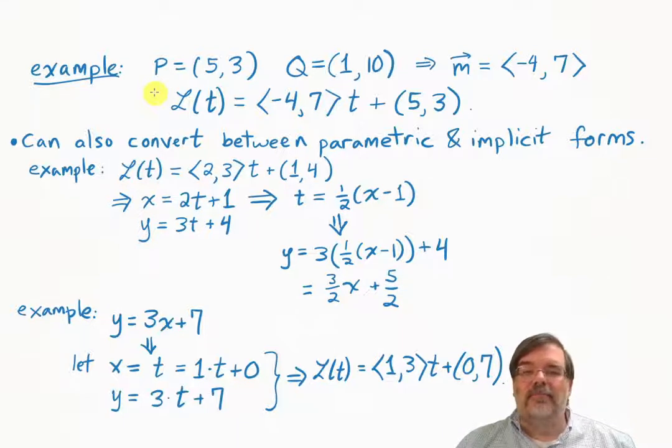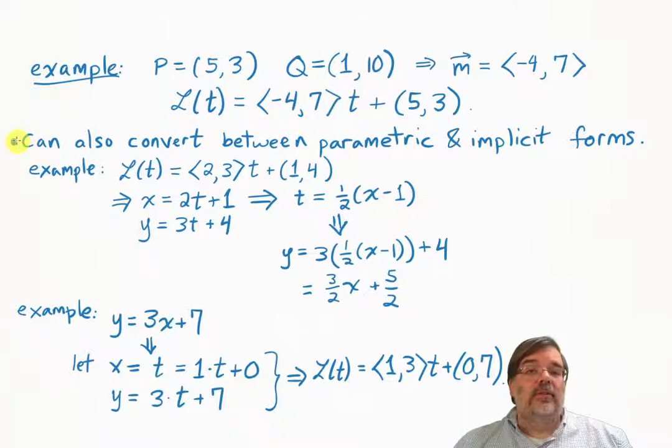Let's do one more example, and once you get used to this, it's pretty quick to calculate the parametric vector form. Let's say you want the parametric equation between the point 5, 3 and 1, 10. The first thing we need is the slope vector from p to q. You can calculate it as q minus p. So 1 minus 5 is negative 4. 10 minus 3 is 7. Your slope vector is negative 4, 7. So the equation of your line, L of t, is the vector negative 4, 7 times t plus 5, 3, your base point. That's it.